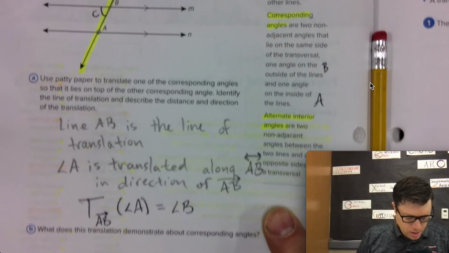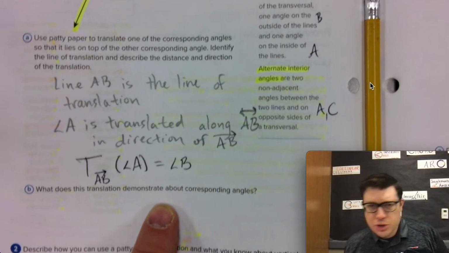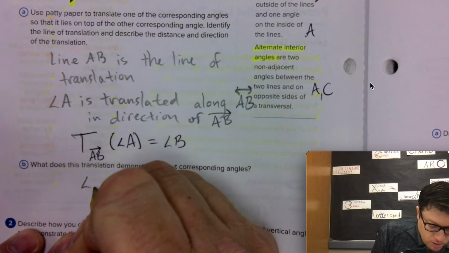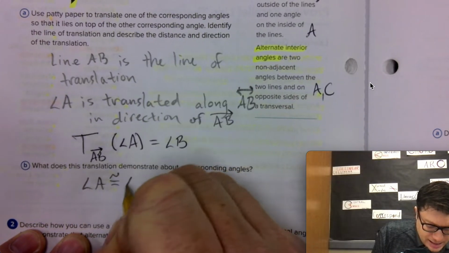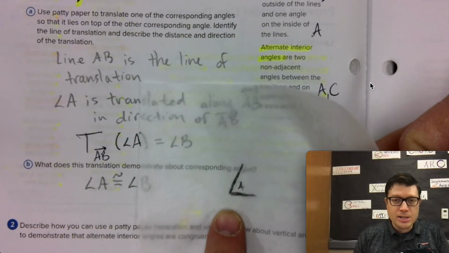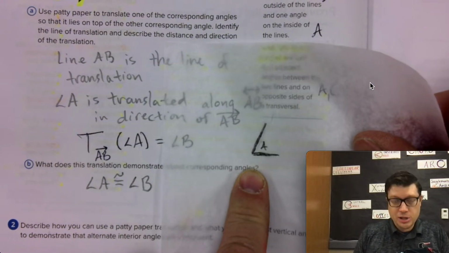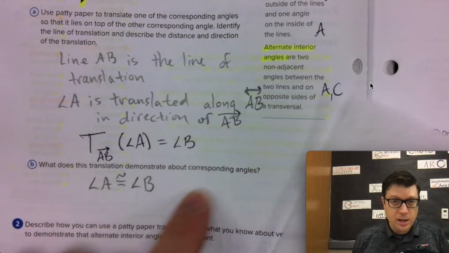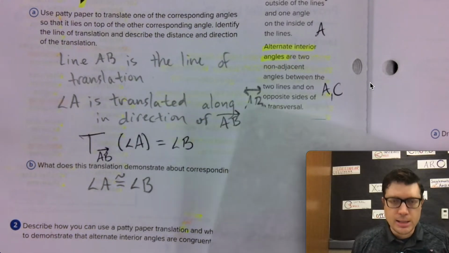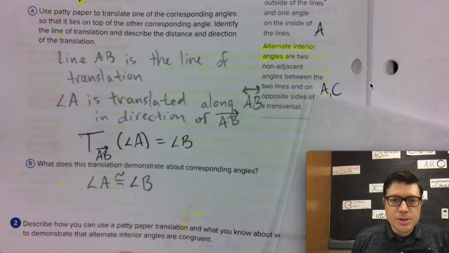All right. What does the translation demonstrate about the corresponding angles? That's it right there. It demonstrates that angle A is the same size as angle B. Right? When we were able to take this angle and slide it along the translation vector, ray AB, you get the same angle in both spots. Angle A and angle B are the same size. So they must be congruent.